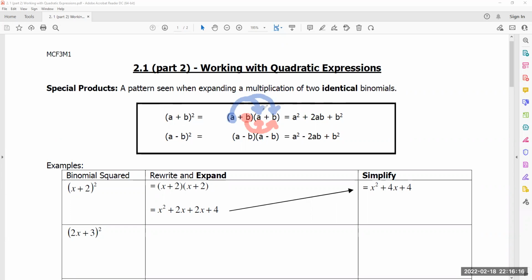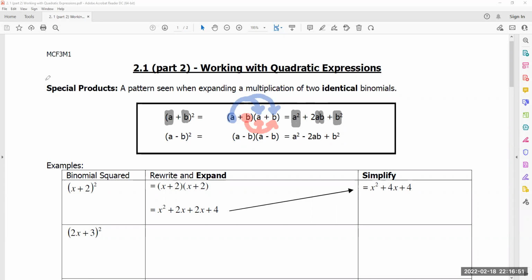Today's focus, what I wanted you to pay attention to, was that when you have a binomial multiplying with itself, whether it's an a plus b or an a minus b form, the resulting trinomial is always going to have the pattern of the first term squared, the last term squared, and then the middle term is going to be the first term multiplied by the second term times 2.